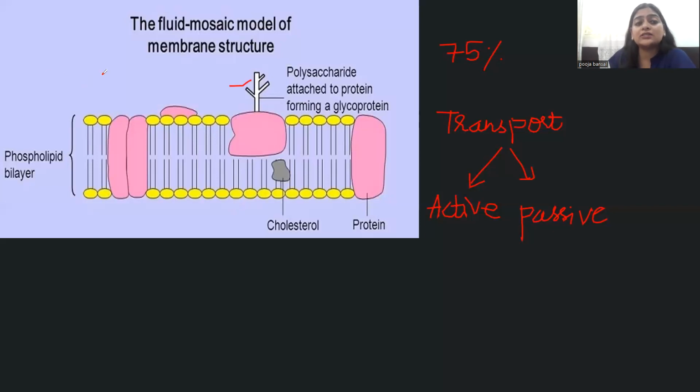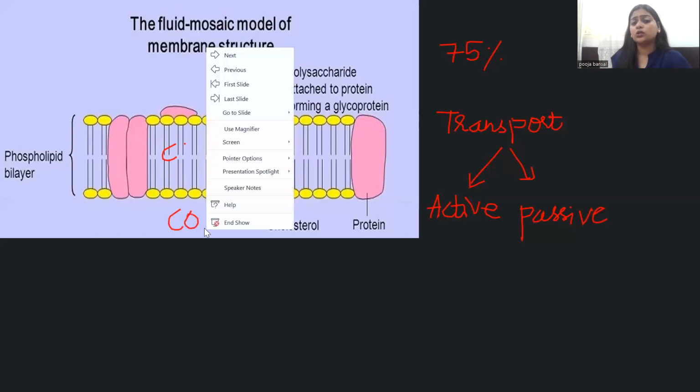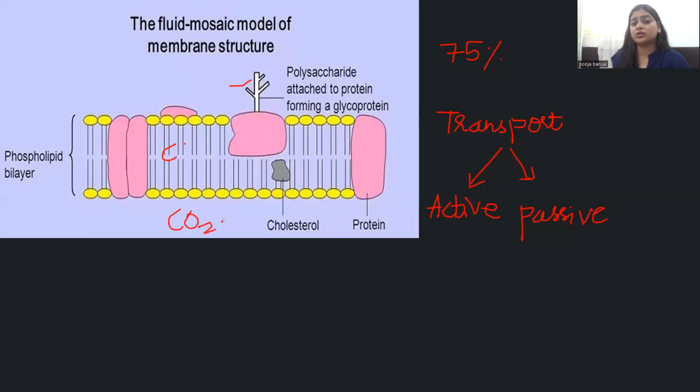Suppose respiration is going on. When respiration is going on, oxygen is being used up and a lot of CO2 is produced. So when CO2 is produced, inside the cell the concentration of CO2 becomes very high, and outside the cell, the concentration of oxygen is very high.